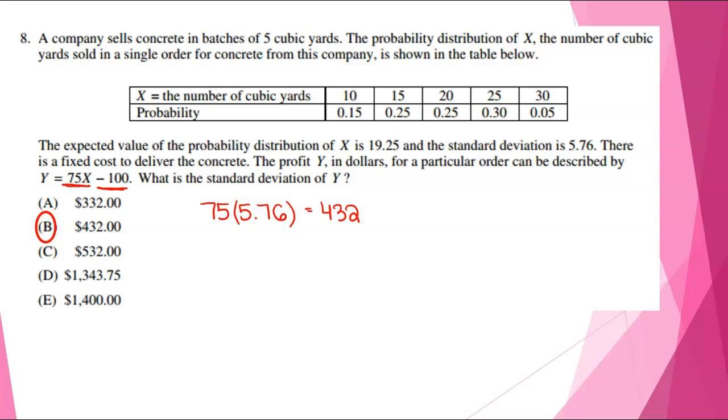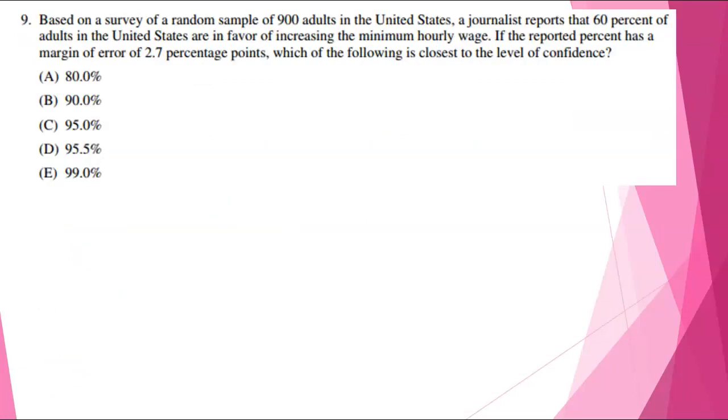divide. All right, our last problem for this video: based on a survey of a random sample of 900 adults in the United States, the journalist reports that 60% of the adults in the United States are in favor of increasing the minimum hourly wage. If the reported percent has a margin of error of 2.7 percentage points, which of the following is closest to the level of confidence? As a reminder, the margin of error formula is on your formula sheet, but our margin of error is our critical value times the square root of p hat times 1 minus p hat over n.